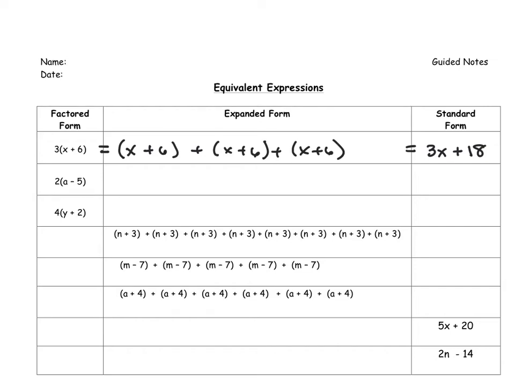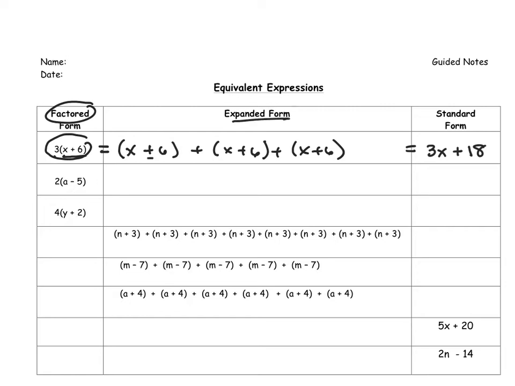Hello. Yesterday in class, we talked about the three different forms of writing an expression. There's one in factored form. So 3 is a factor, and this expression is a factor. Factors are two things that are multiplied. This is called the expanded form.